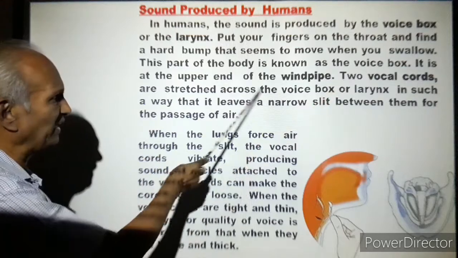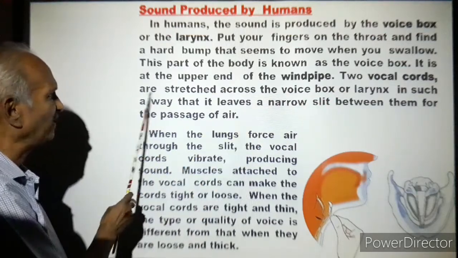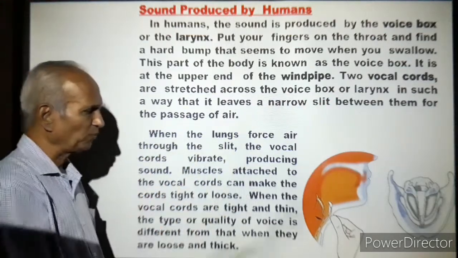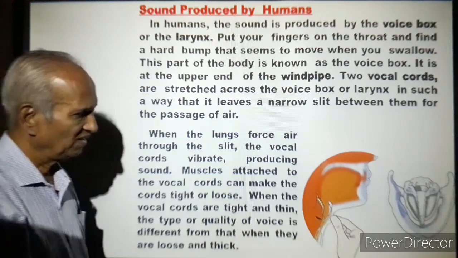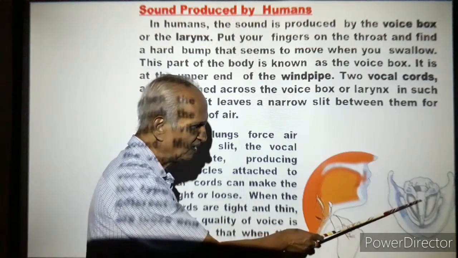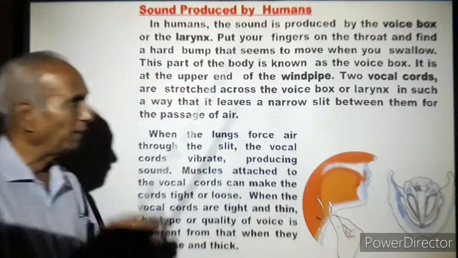It is at the upper end of the windpipe. Two vocal cords are stretched across the voice box. Here, two membranes are there.